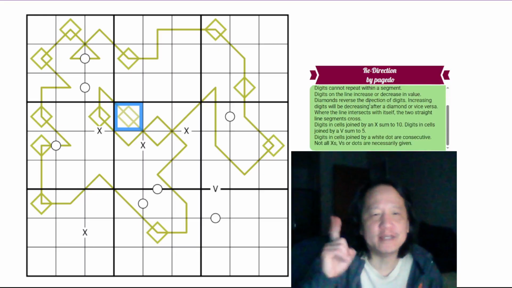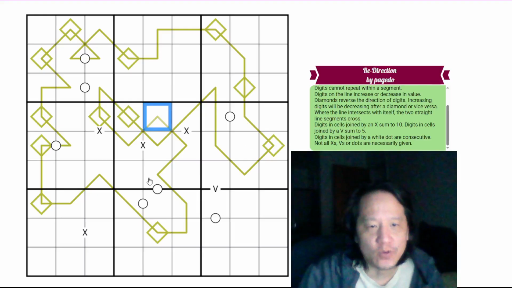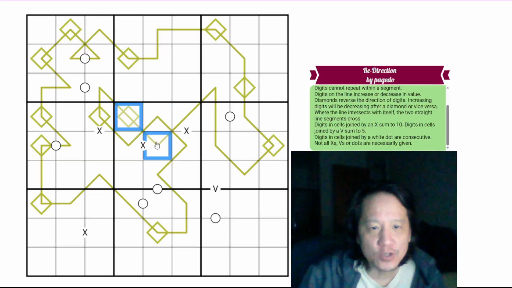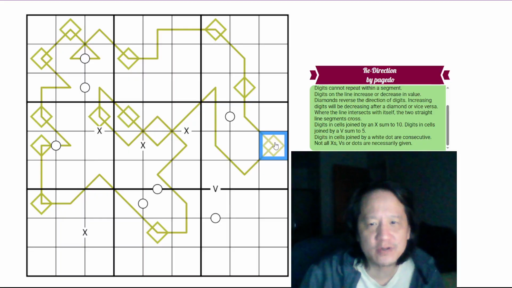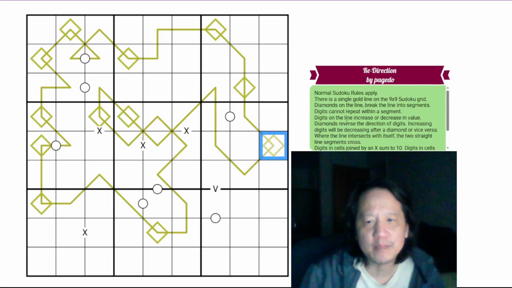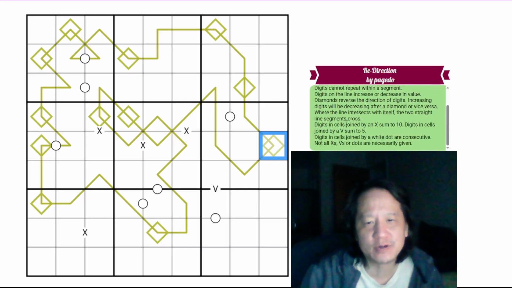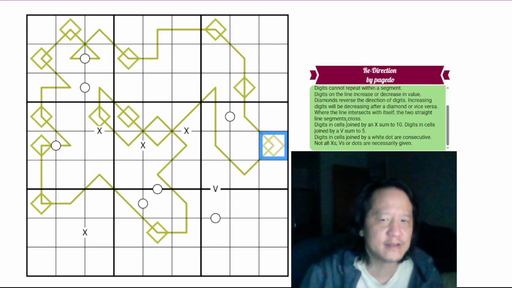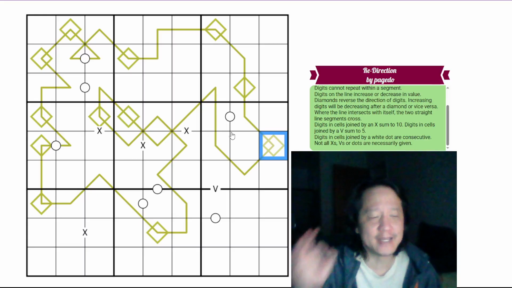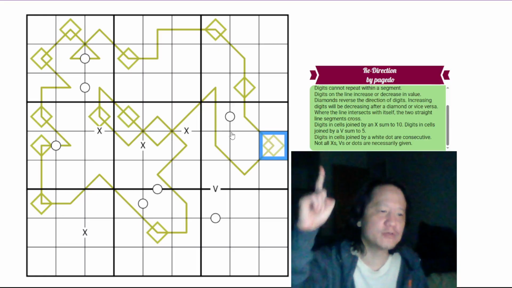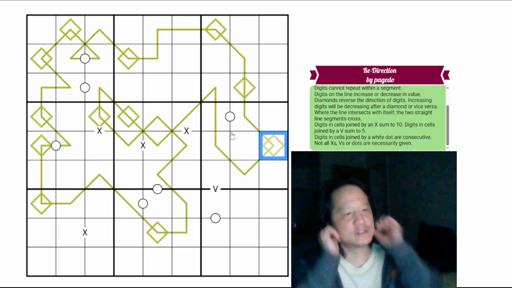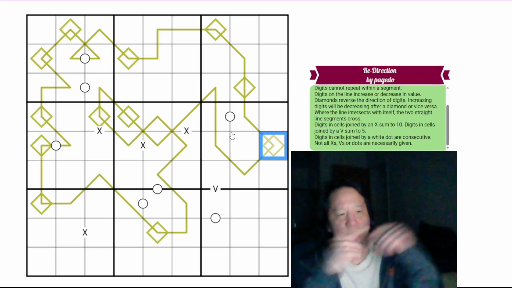Digits cannot repeat within a segment. So along this long segment, there cannot be repeats. I don't know if the diamonds are part of the segments or not. They break the line into segments, but are they actually part of the segment? I don't think that they are in that case. Anyways, digits on the line increase or decrease in value. Okay, so digits on the line cannot stay the same. So you always increase and decrease. You cannot have two digits being the exact same next to each other on the line.